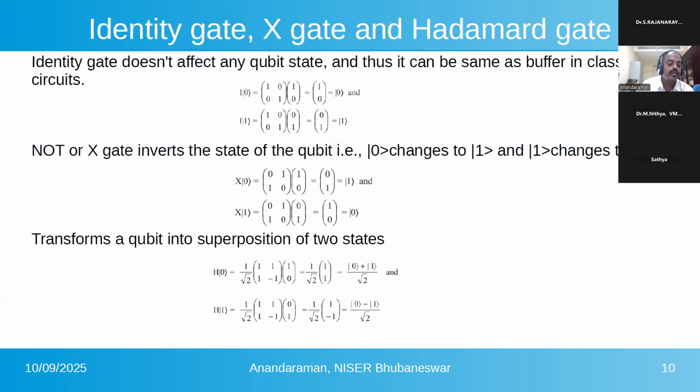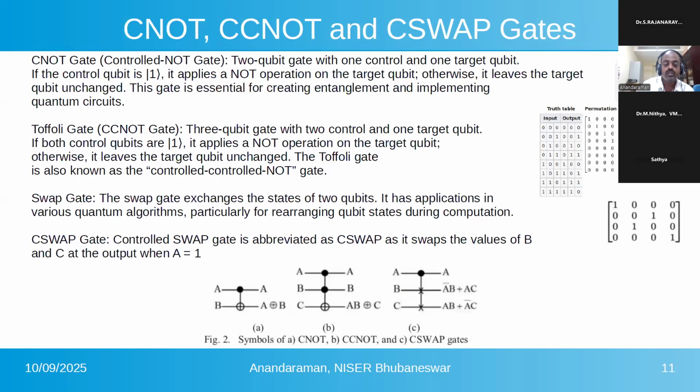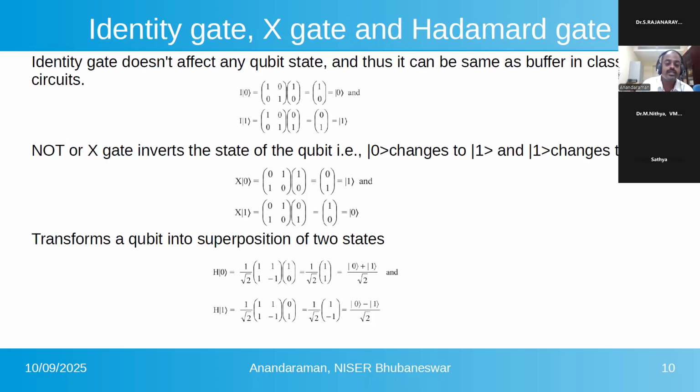And the Hadamard gate. The Hadamard gate unitary matrix is 1 by root 2 times 1, 1, 1, minus 1, and ket 0 is represented as 1, 0. If you simplify it, you get this result. And if you apply the Hadamard gate to ket 1, then it becomes like this. So these 3 gates, the identity gate, X gate, and Hadamard gate, are single qubit gates.